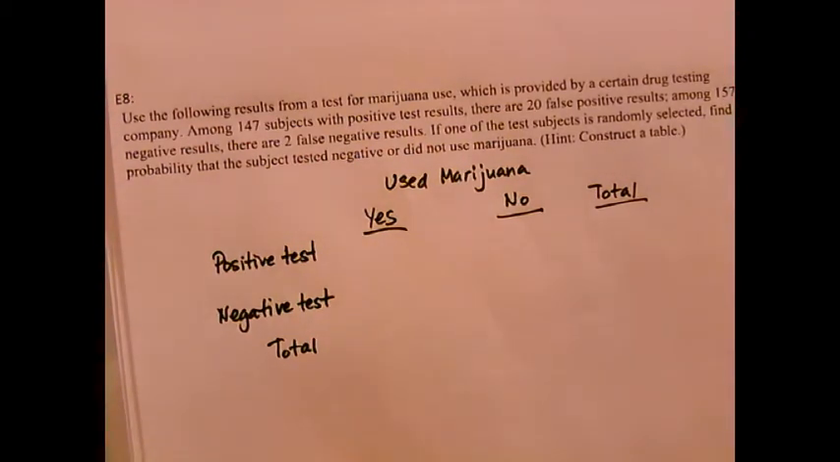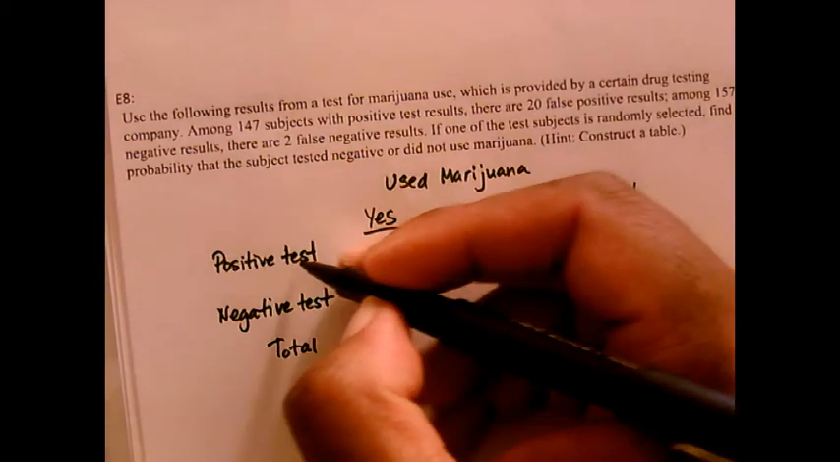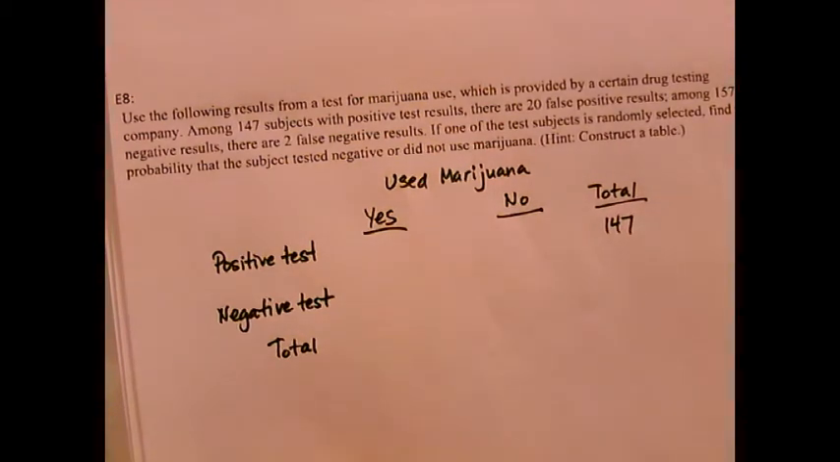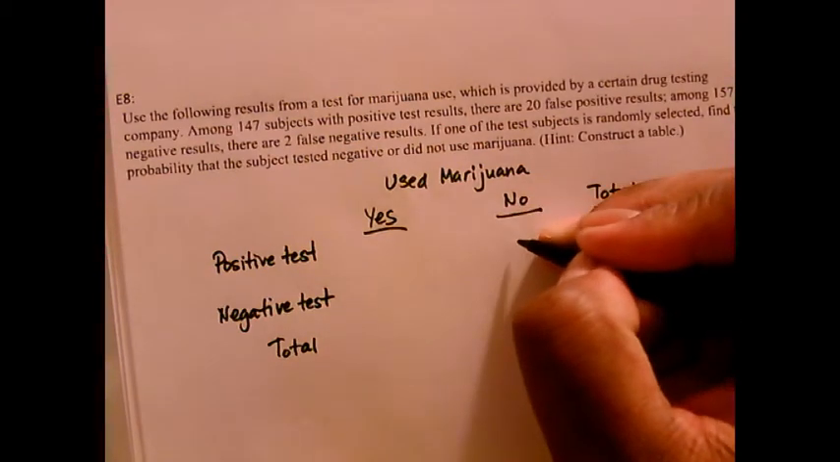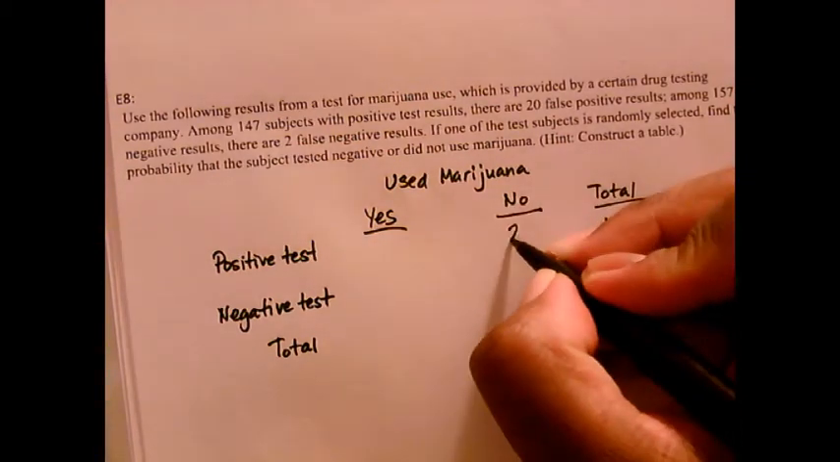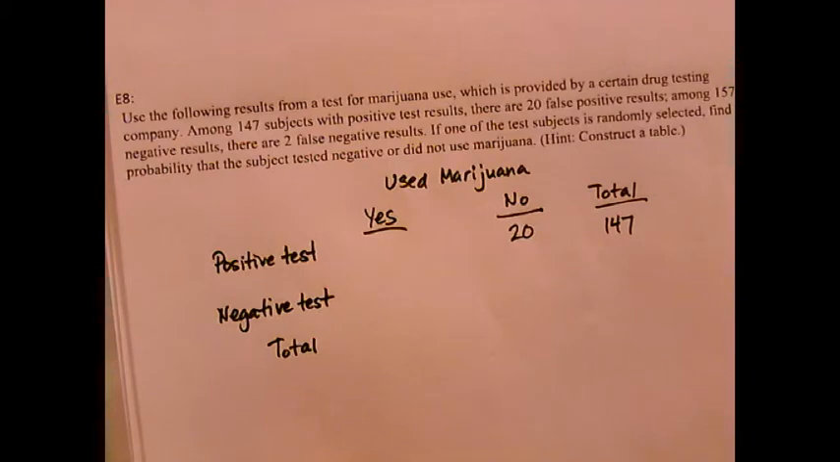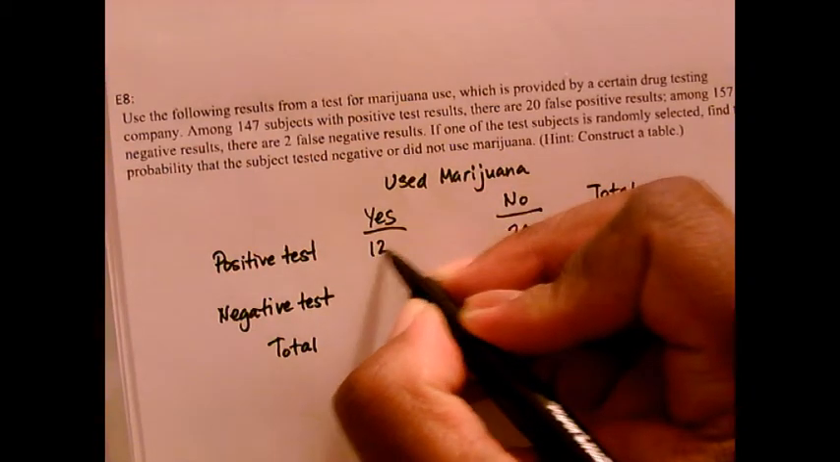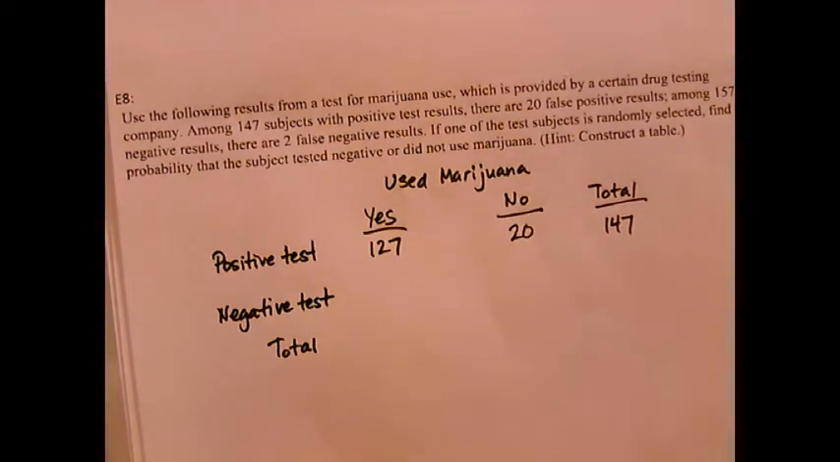Now, it says among 147 subjects with positive test results, so the total number of positive test results will be 147. There are 20 false positive results. In other words, they did not use marijuana, but their test came back positive. So this would go under the no box and under positive test. False positive means that they did not use marijuana, but their test came back positive. So for yes, we subtract 20 from 147, and you're going to get 127.